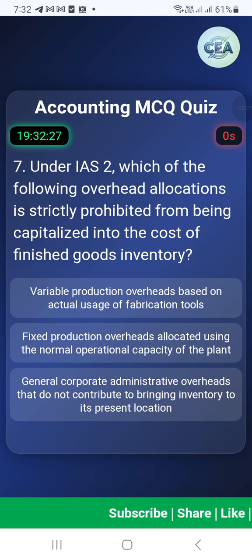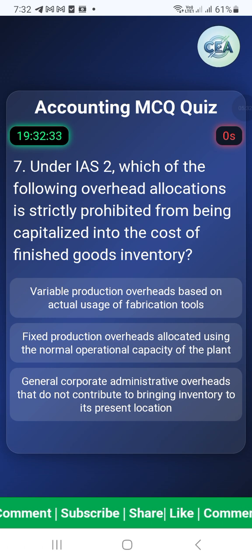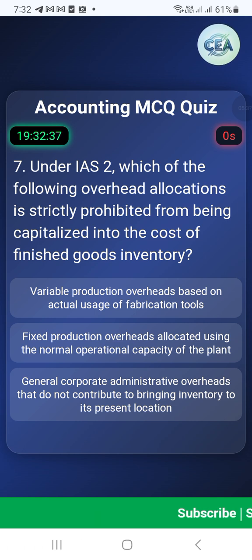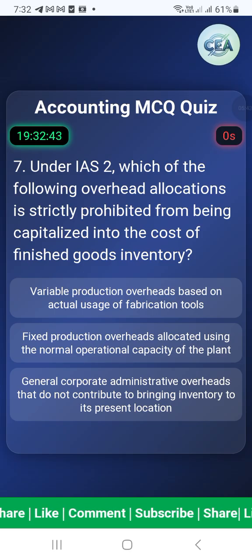7. Under IAS 2, which of the following overhead allocations is strictly prohibited from being capitalized into the cost of finished goods inventory? Option 1. Variable production overheads based on actual usage of fabrication tools.